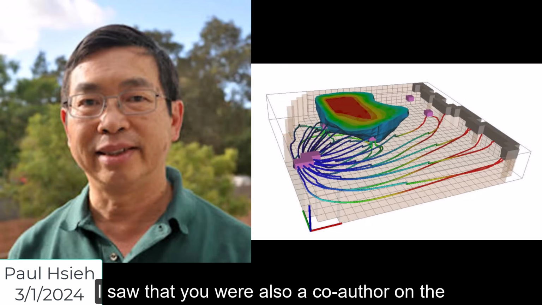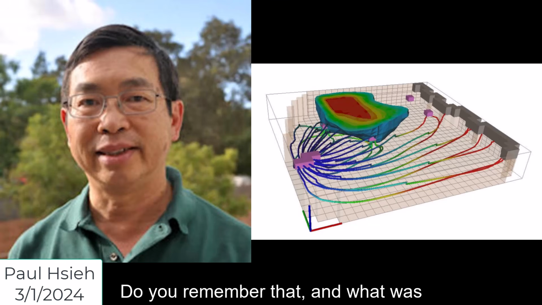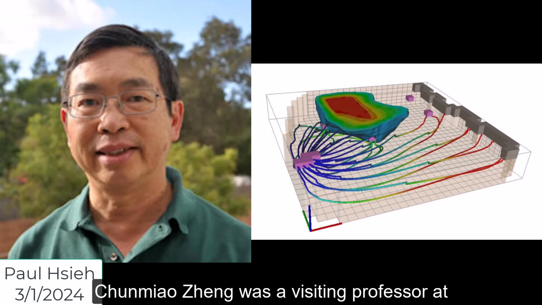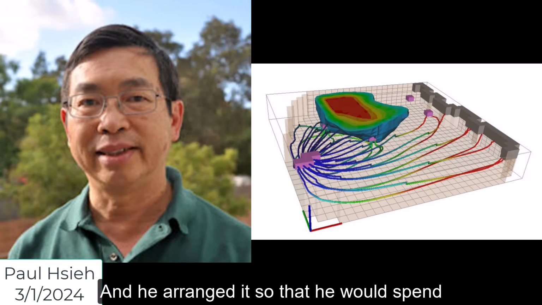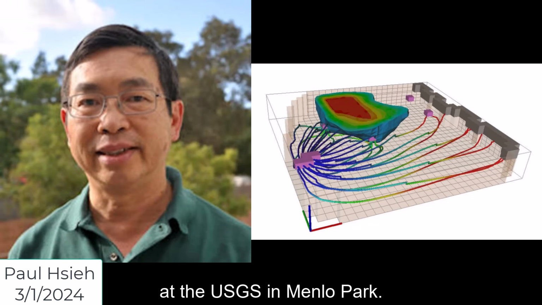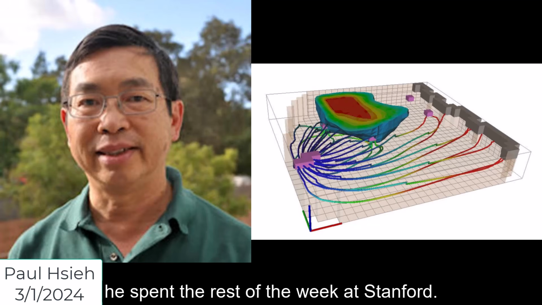Now, I saw that you were also a co-author on the linked MT3D-MS package in 2001. Now, do you remember that, and what was your involvement with that? Junmao Zhang was a visiting professor at Stanford for about 6 months, and he arranged it so that he would spend maybe 2 days a week at the USGS in Menlo Park. So I set up an office for him, so he would come to Menlo Park for a couple of days, and then he spent the rest of the week at Stanford.